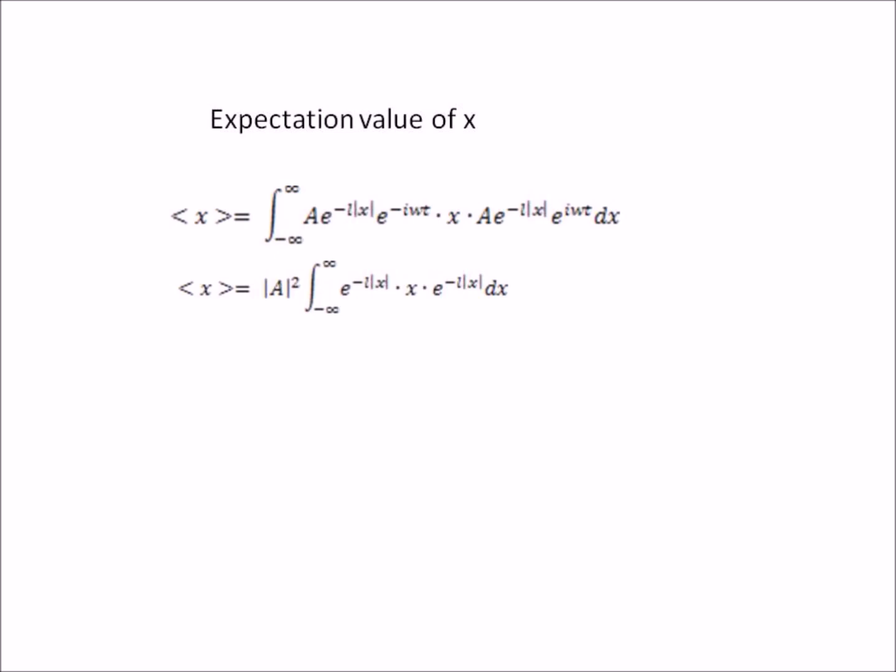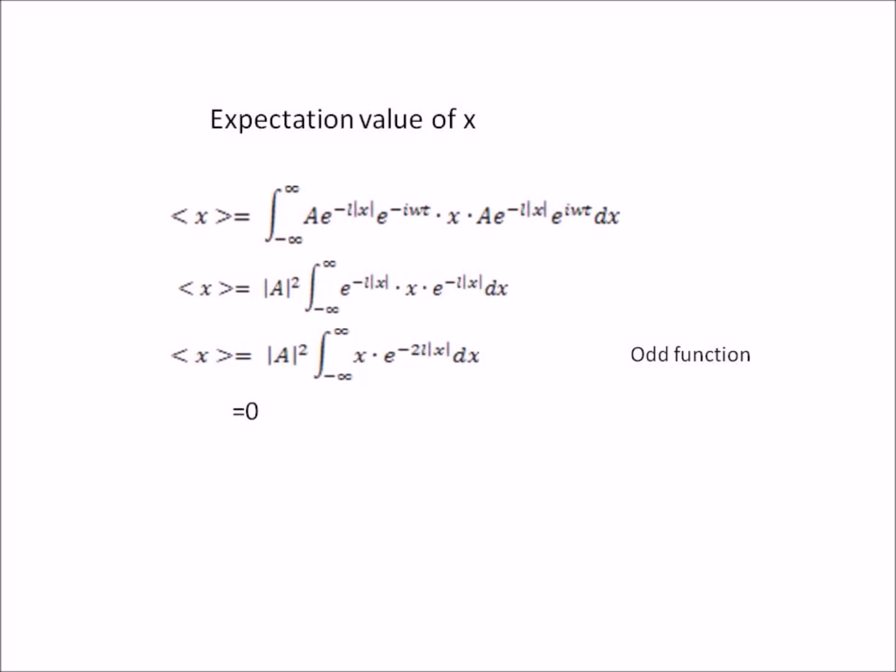Now in this case, if I substitute minus x instead of x, the exponential term will not change, but the x between the two exponential functions will change its sign. So this is an odd function. The integration of an odd function is 0, and that's why the expectation value of x is 0.